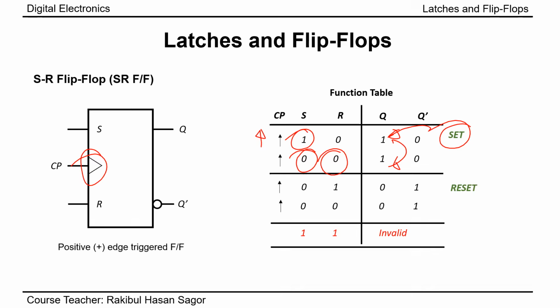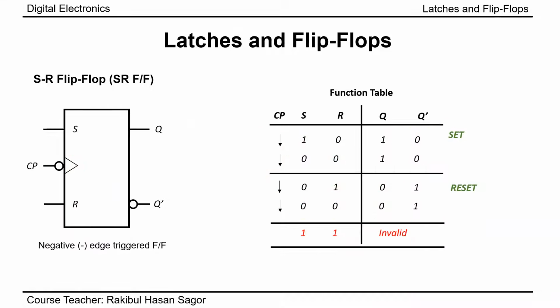When clock pulse again goes from 0 to 1, that means positive edge triggering. If the value of R is 1, what does it mean? R equal to 1 means the circuit will go for reset condition. Reset condition means the output will be 0. Again, for 0 0 condition, it will hold the previous data. And for 1 1, the output is invalid, as I described earlier. And this is negative edge triggered flip-flop, as we can see the bubble here.